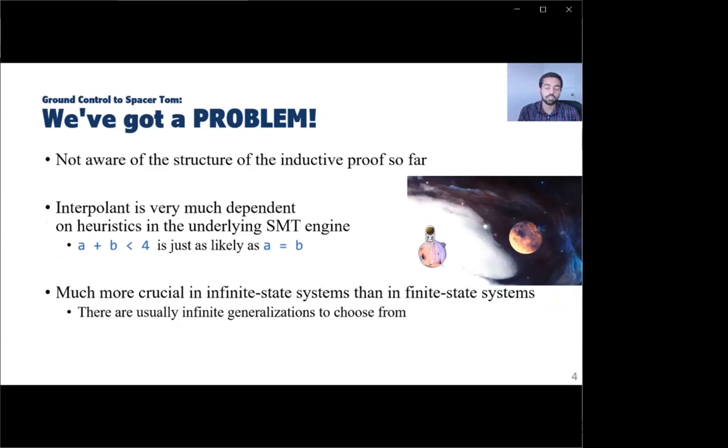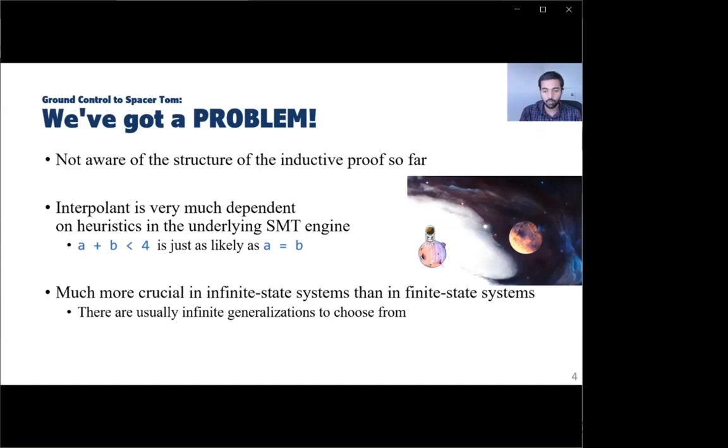However, local reasoning has its problems. It is not aware of the structure of the inductive proof constructed so far. Interpolants are a sole function of the heuristics inside the underlying SMT solver. Therefore, as far as an interpolation algorithm is concerned, the lemma a plus b less than 4 is just as good as the lemma a equal to b. However, from a model checking perspective, for this particular program and for this particular property, the lemma a equal to b is better than the lemma a plus b less than 4.